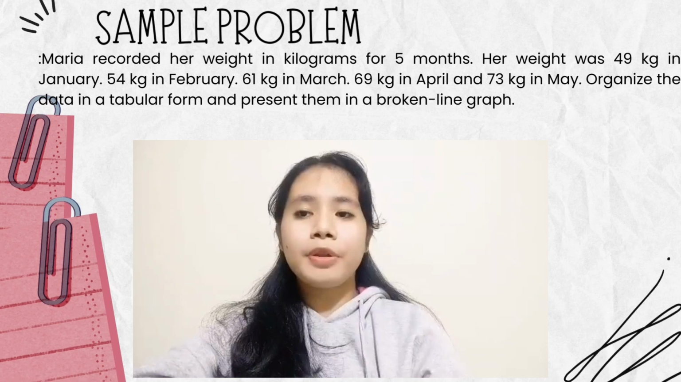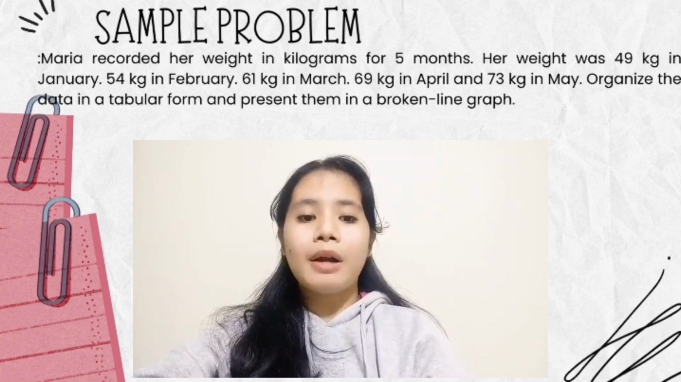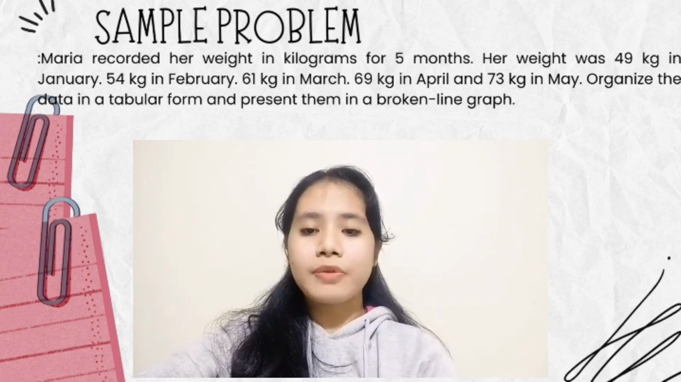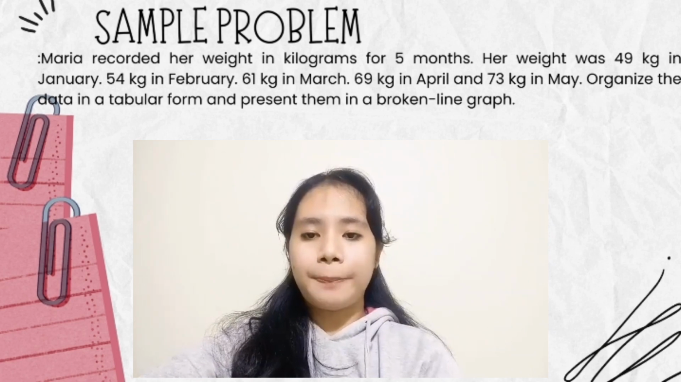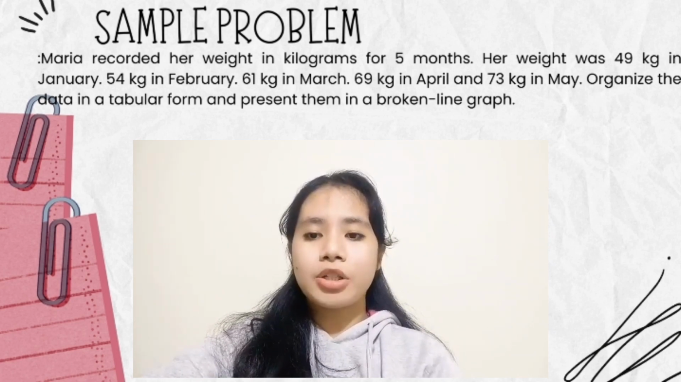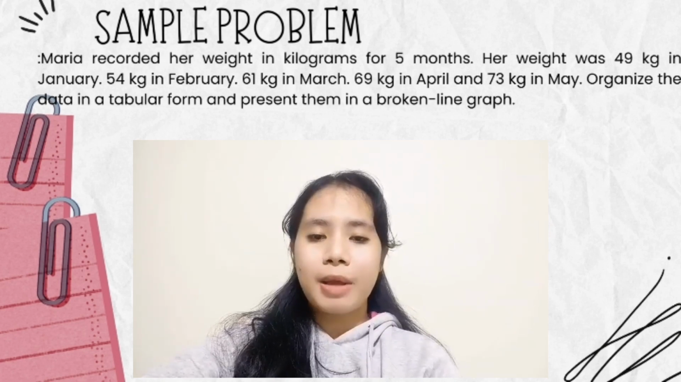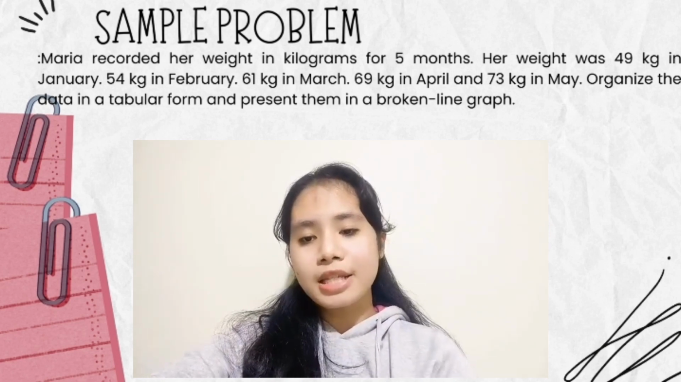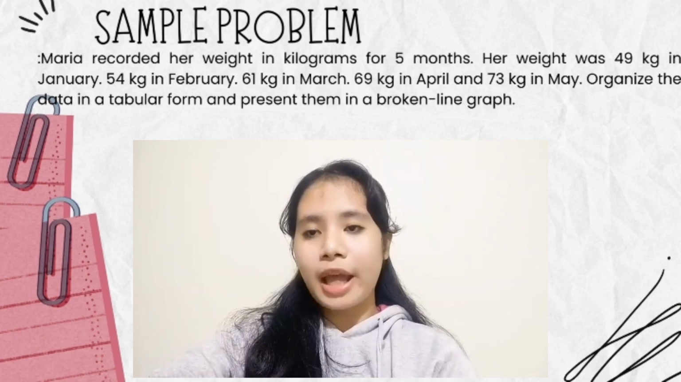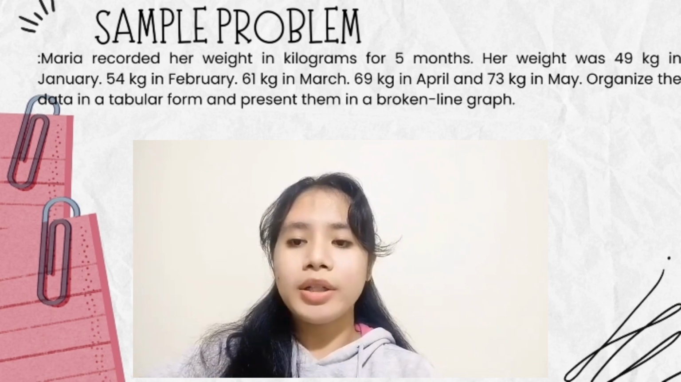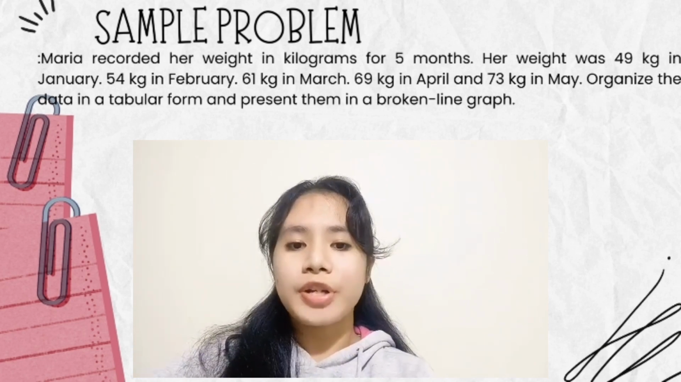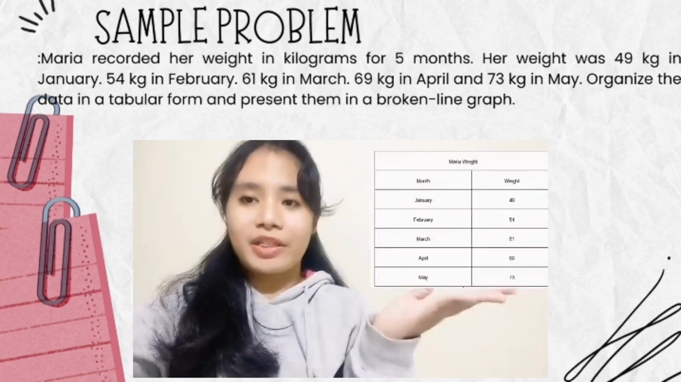This is our sample problem number 2. Maria recorded her weight in kilograms for 5 months. Her weight was 49 kilograms in January, 54 kilograms in February, 61 kilograms in March, 69 kilograms in April, and 73 kilograms in May. Organize the data in tabular form and present it in a broken line graph. So again, before we make the graph, please put the data first in a tabular form, like this.